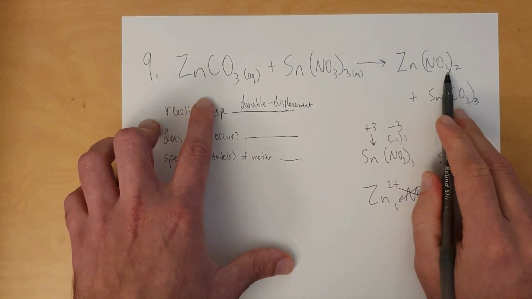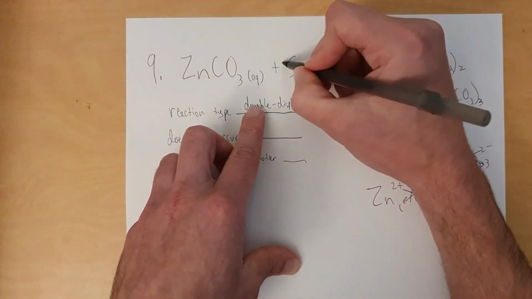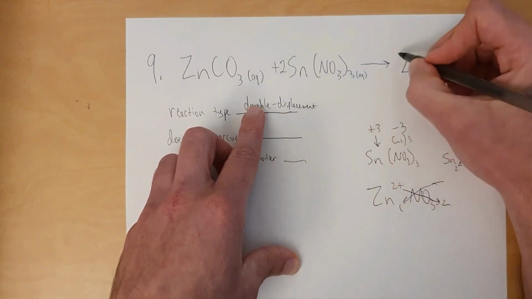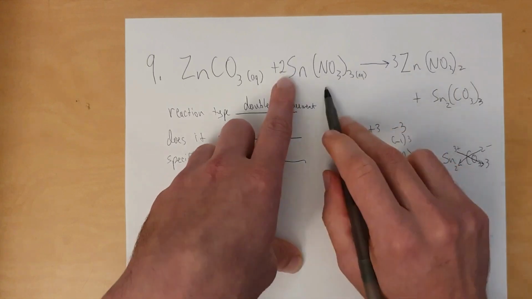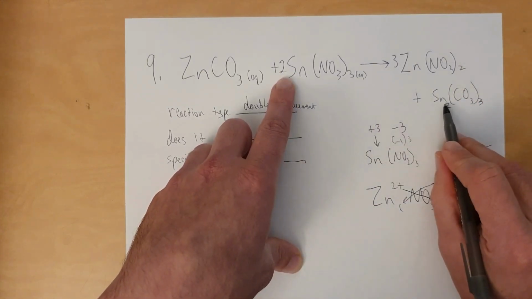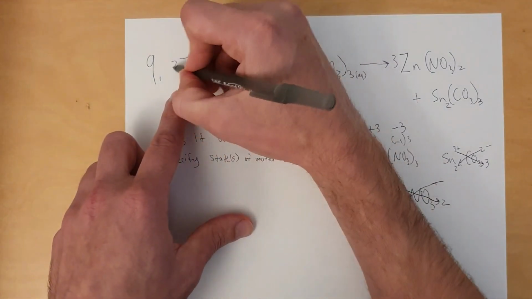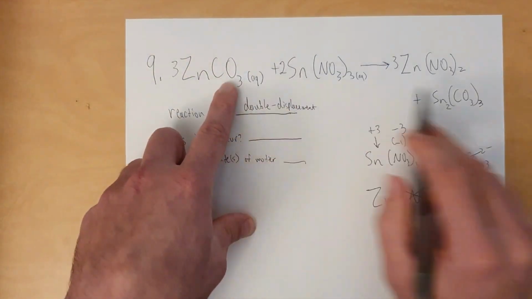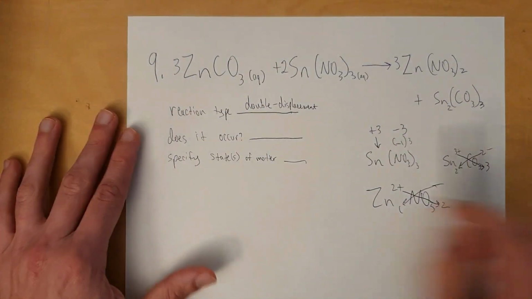So let's see, that's 2 nitrates, 3 nitrates. Oh, okay, well, I'll just put this 2 right here. I'll put this 3 right here. Switching the subscripts is a good quick way to balance, because we got 6 nitrates and 6 nitrates. 2 tins, which is good because there's 2 tins. 3 zincs, which is going to need to be fixed. We'll put 3 zincs, and that means we got 3 carbonates, but that's okay because we've got 3 carbonates. All right, so that's the balancing.